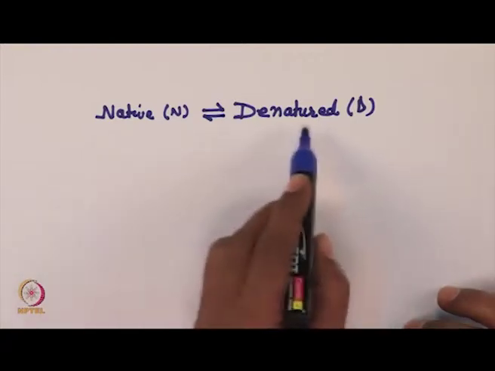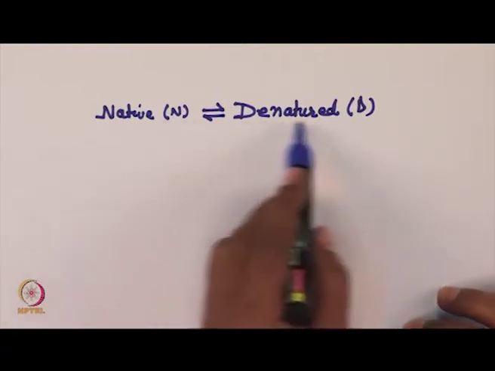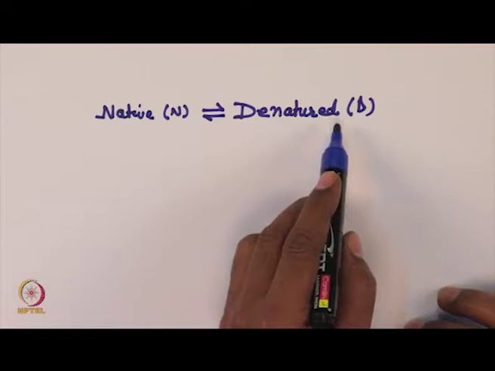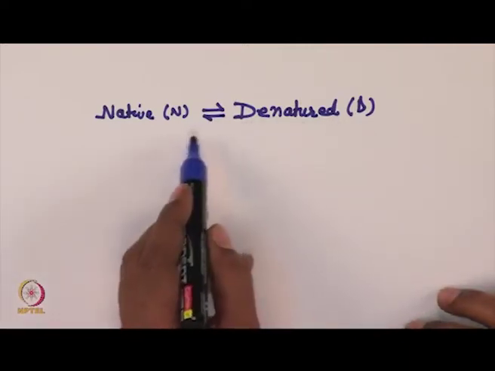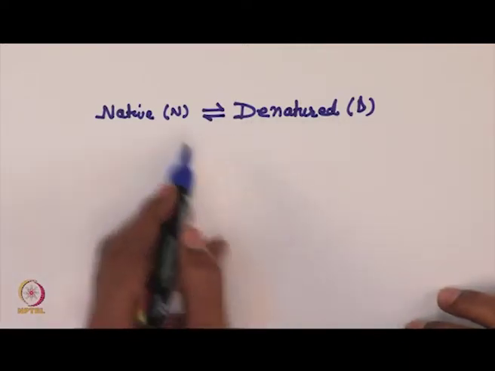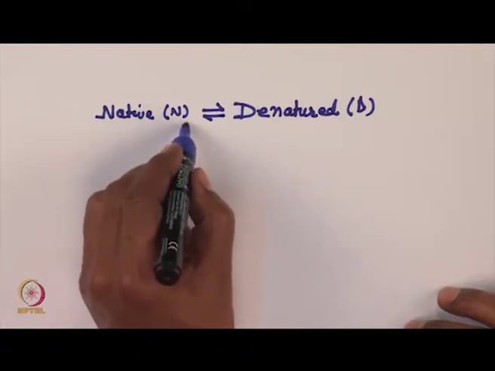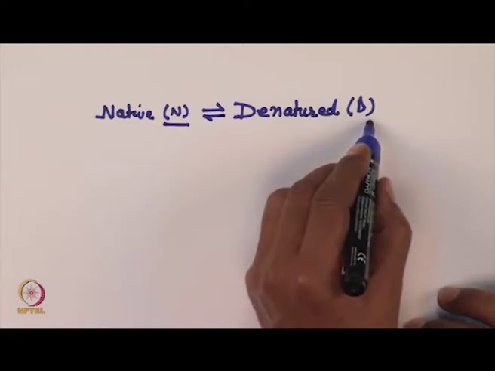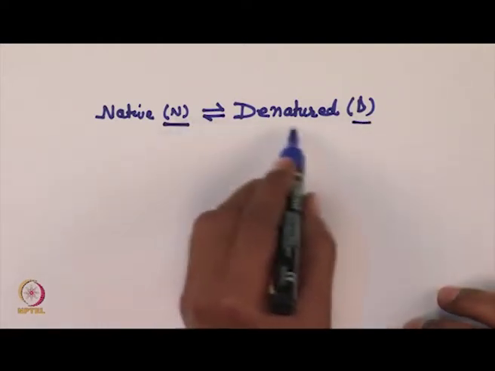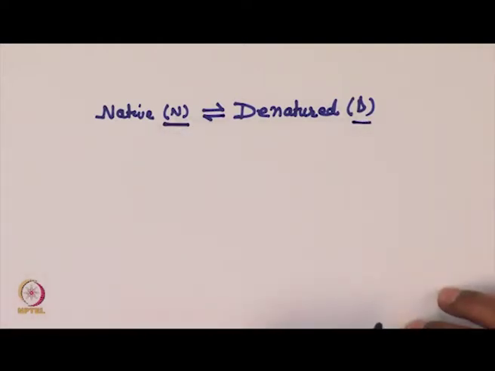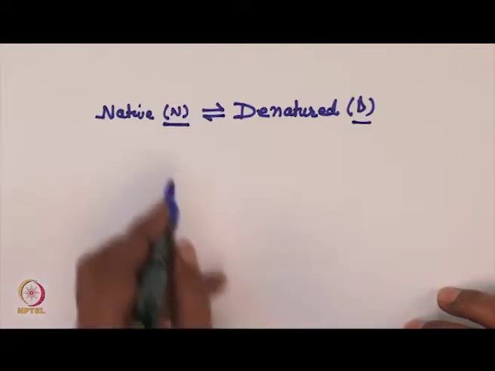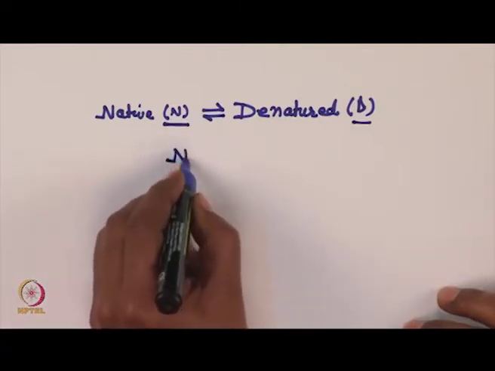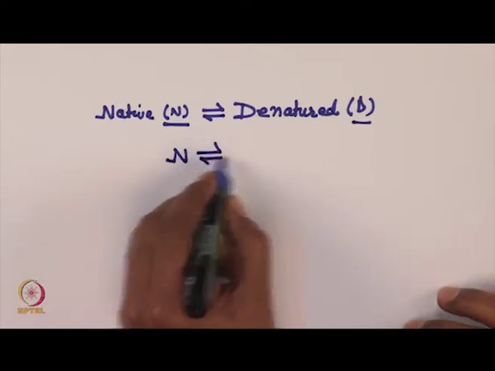I will refer to this as the reaction mechanism. Reaction mechanism means that I am starting with the native state and the final state is denatured state, and in between there is no other state. That is what I mean by two state. I can write this N going to D.